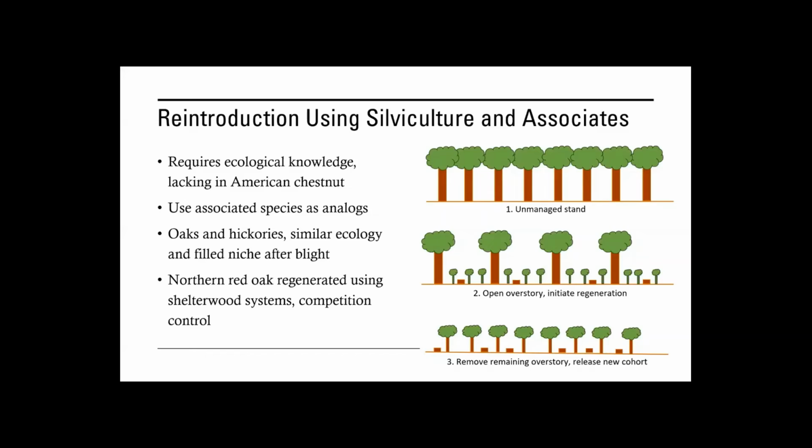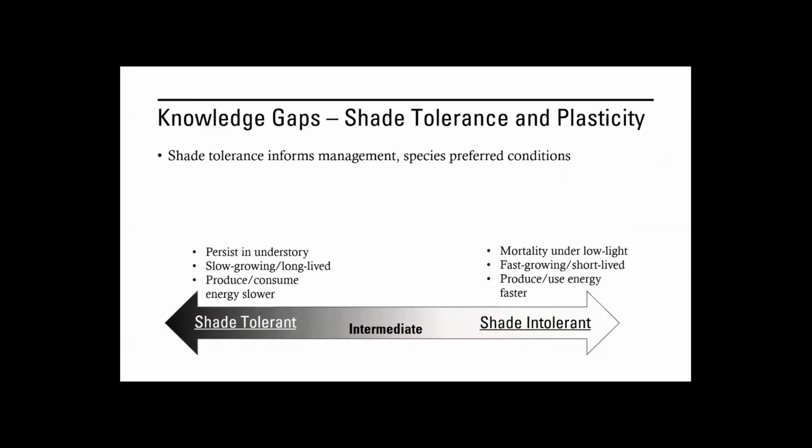However, oaks are slow to increase in height after release, requiring competition control. This is an aspect of the species that is dissimilar from American chestnut, which has been found to rapidly increase in height after release. This highlights one of the few differences between the species that may cause major differences in their silviculture. Another knowledge gap in American chestnut's ecology is its shade tolerance, which we can use to inform a species' preferred conditions and our management decisions.